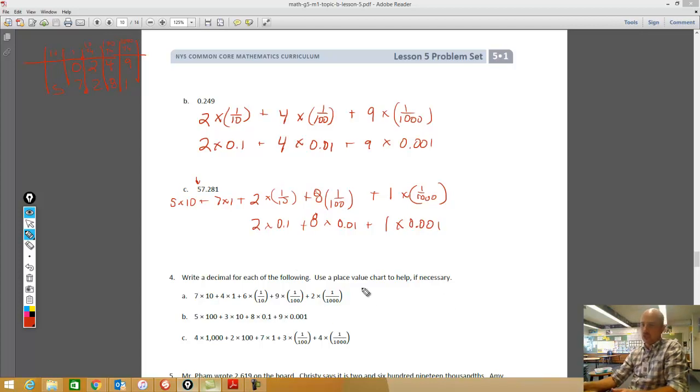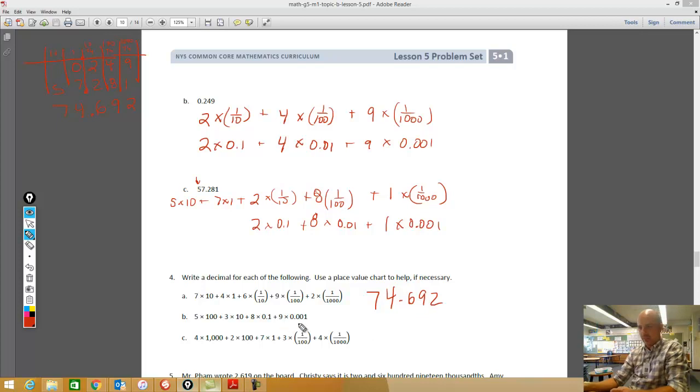So, use a place value chart to help you if necessary. We can do that. I have 2 groups of 1,000. So I'm going to put my 2 in my thousandths. I have 9 in my hundredths. I have 6 in my tenths. I have 4 groups of 1, 4. And I have 7 groups of 10. So that's my number. 74 and 692 thousandths.